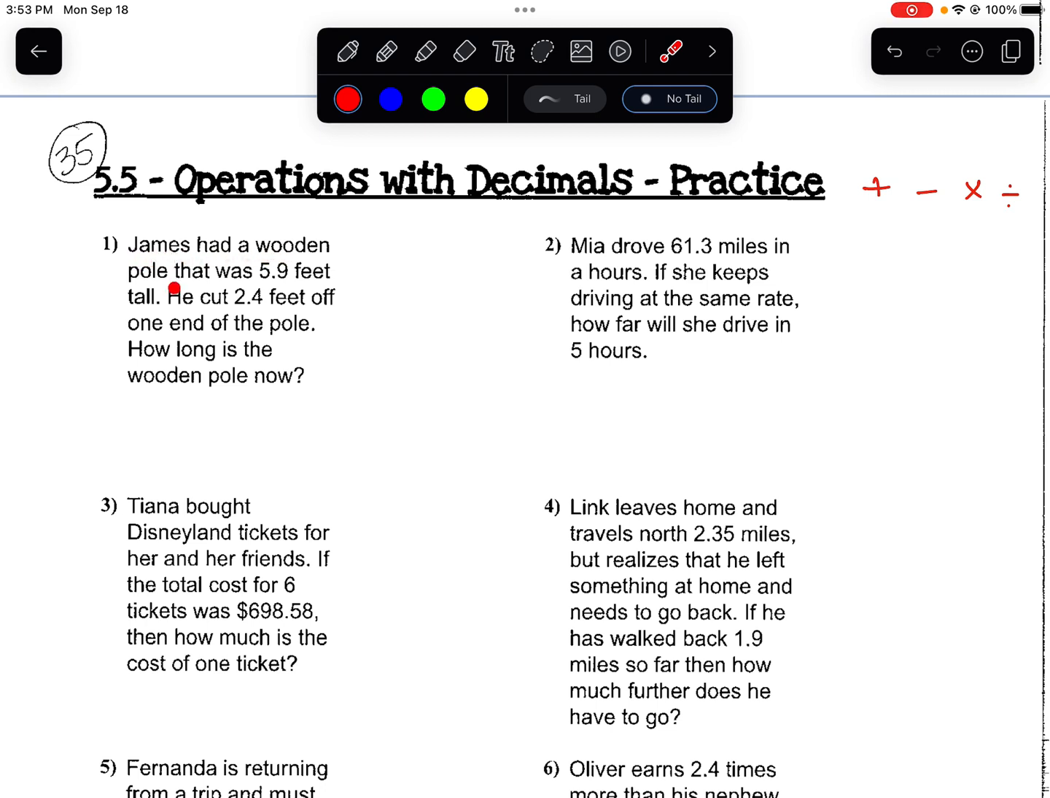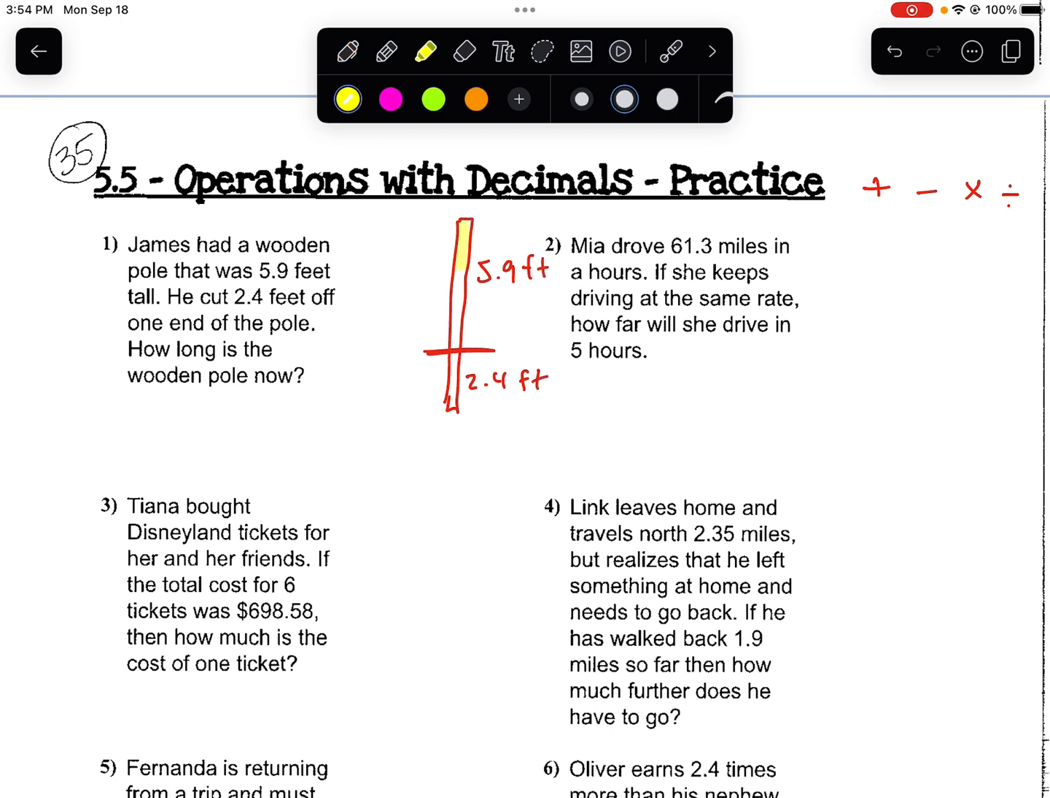James had a wooden pole that was 5.9 feet tall. He cut 2.4 feet off one end of the pole. How long is the wooden pole now? So he's got this long wooden pole. Lots of ways you can think through this, but imagine he had a giant wooden pole, 5.9 feet long. And then he decides to cut off 2.4 feet. So he cuts some off. How much of it off? 2.4 feet off. So how much of it is left over?